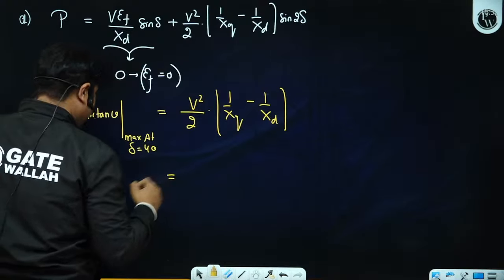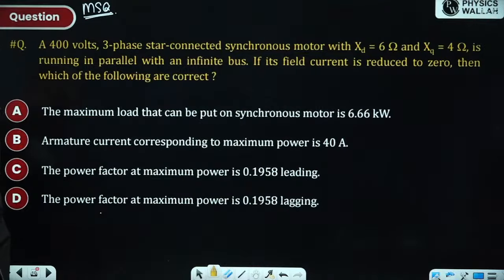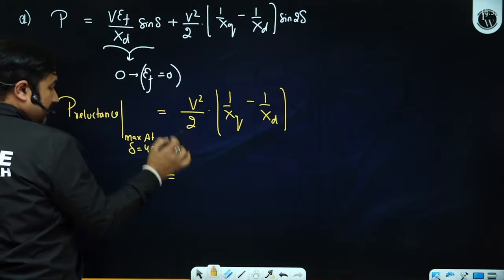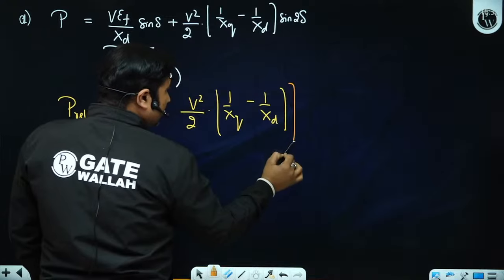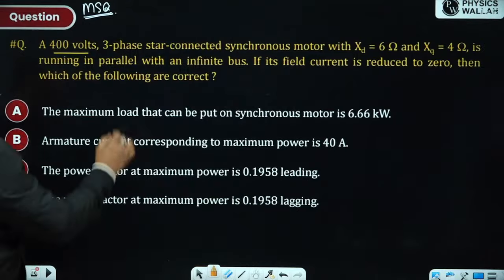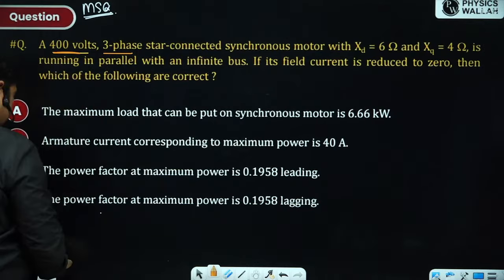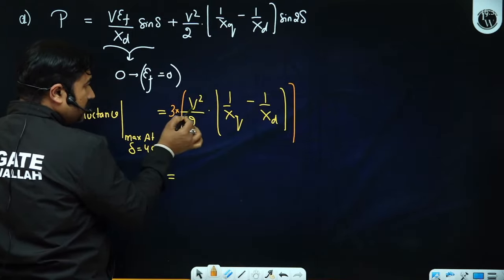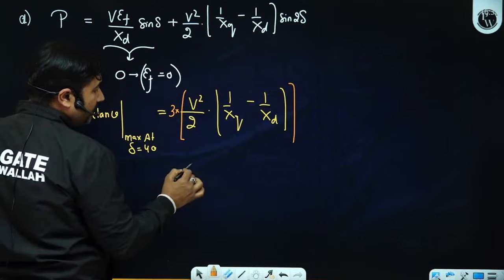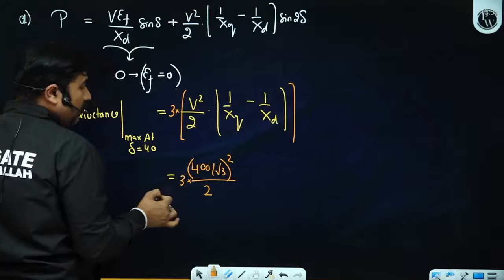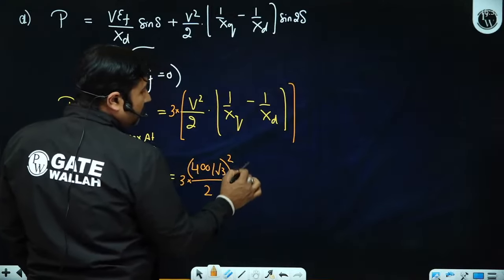You can directly put the value. So what is V square? 400 volt, it's a line voltage. Because it's a 3-phase motor and you have to calculate 3-phase power, you need to put 3 here. But when you put a line voltage, the root 3 square will be 3 and the 3 will get cancelled out. So you can directly put 400 square divided by 2. You need not put the entire value.